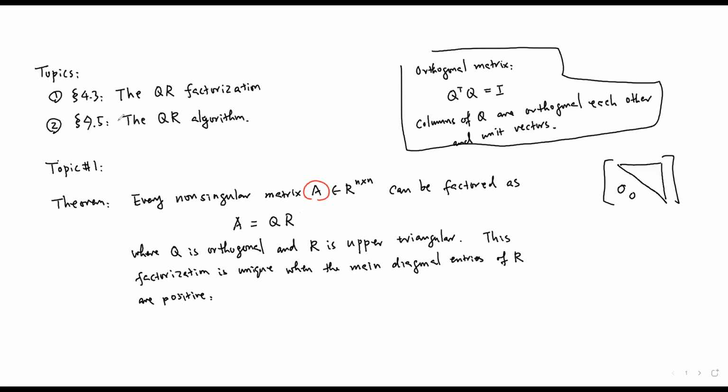Now second topic, Topic 2. The QR algorithm to find all the eigenvalues of matrix A simultaneously. This algorithm is based on QR factorization. Let me present the algorithm. The idea is simple, but the result surprises all the people.